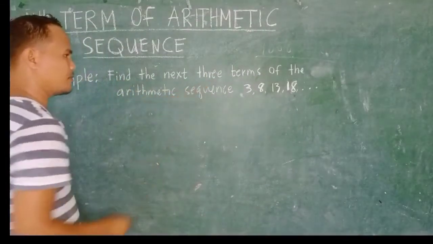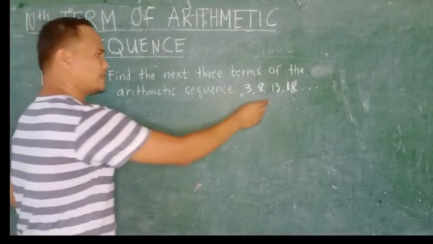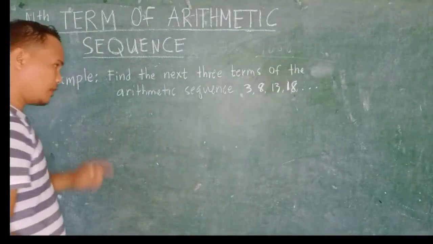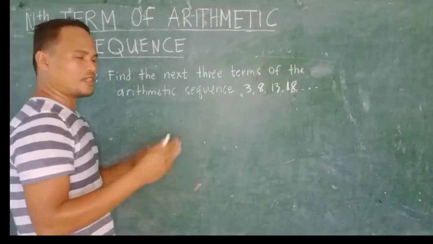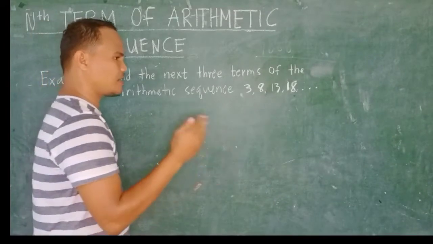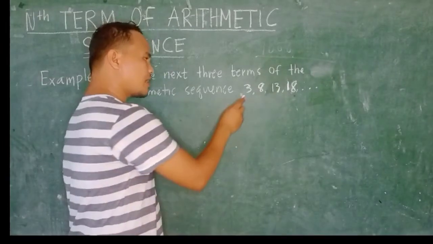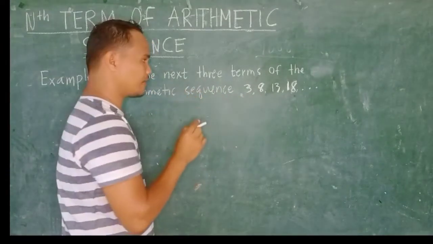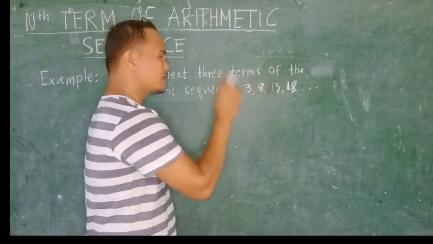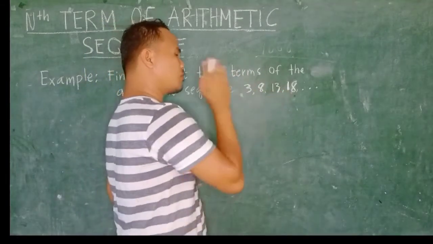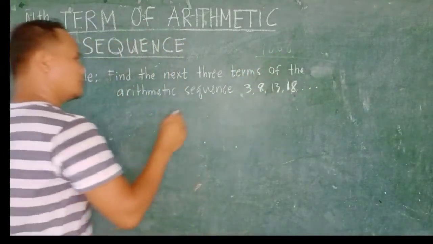Find the next three terms of the arithmetic sequence 3, 8, 13, 18, and so on. We already know that an arithmetic sequence is a sequence where the preceding term is added by a common difference to obtain the next term. Here, the common difference is 5. 3 plus 5 is 8, 8 plus 5 is 13, 13 plus 5 is 18. So the next to 18 is 18 plus 5, that's 23.